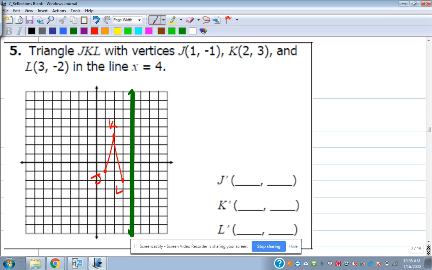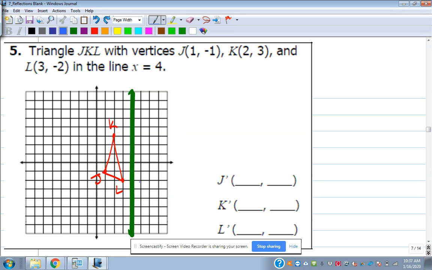Doesn't necessarily matter what kind of triangle it is right now. We're reflecting that across the x equals 4 line. So it doesn't just change the sign of the x values, being the x equals 4 line. We have to think about the whole idea that it is the same distance from the reflection line. So L prime: L is 1 to the left, so L prime would be 1 to the right of the green line there. So L prime is going to be here.